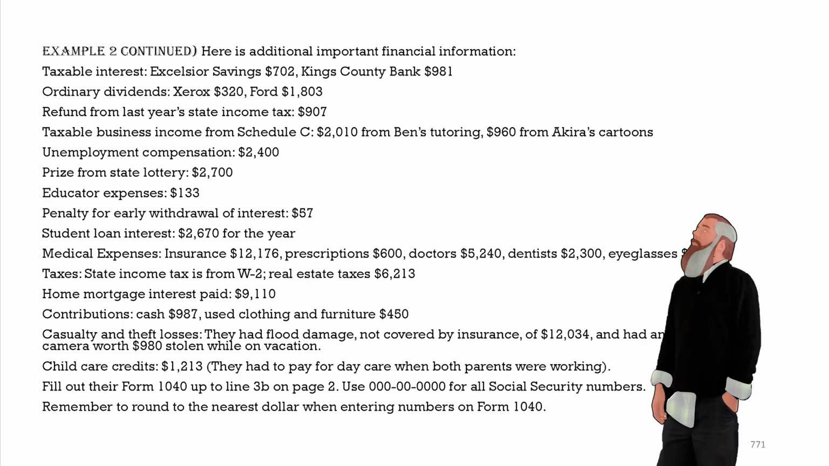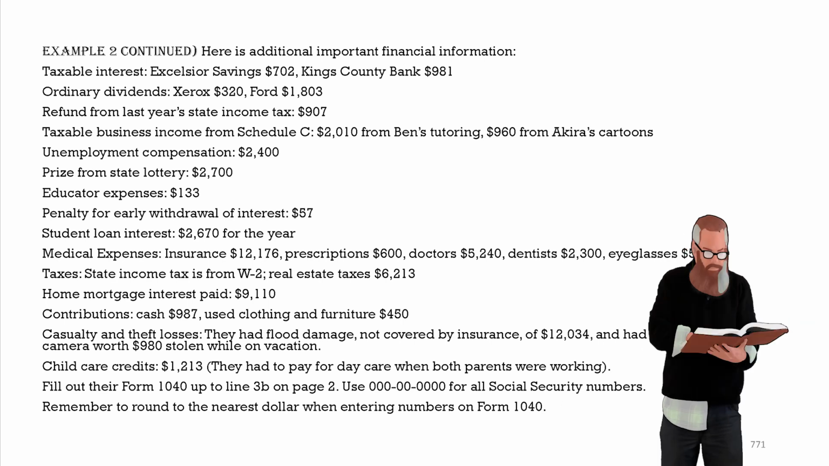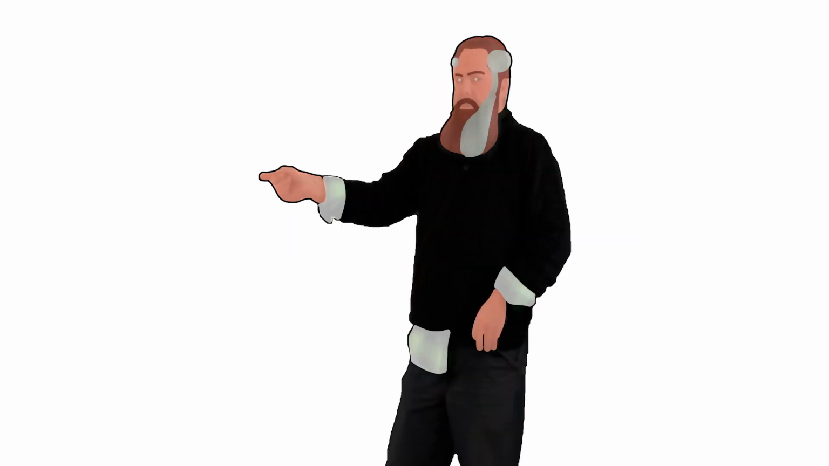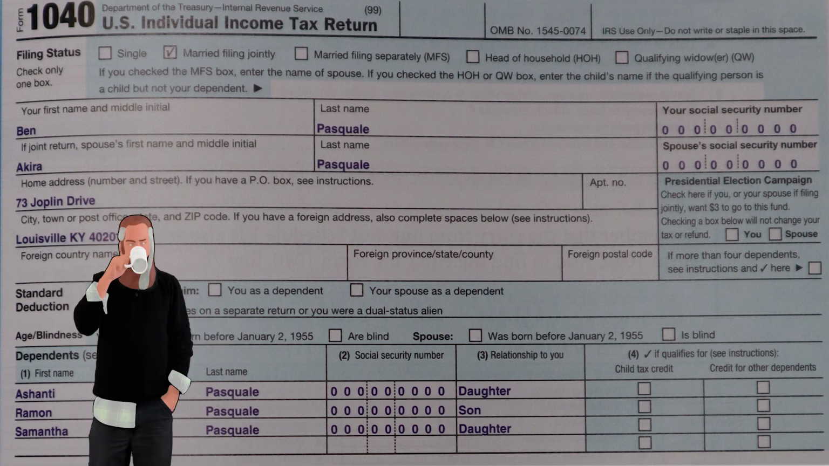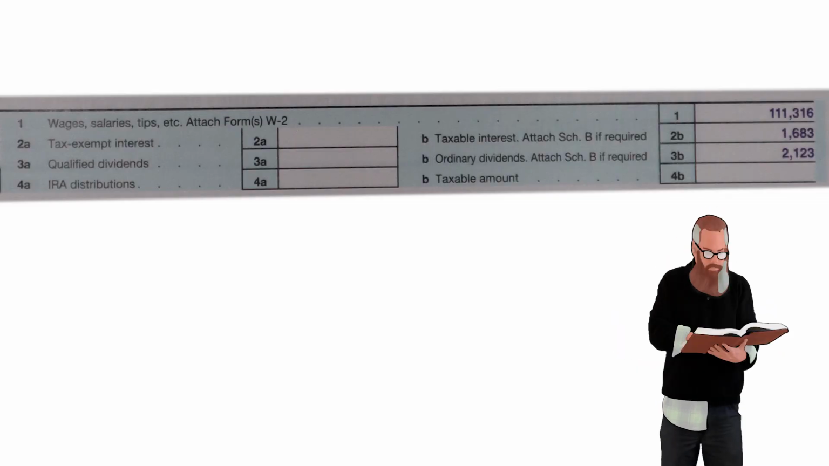Fill out their Form 1040 up to line 3B on page 2. Use all zeros for their social security numbers, and remember to round to the nearest dollar when entering numbers into Form 1040. We're going to use everything we learned in the last lesson to complete the 1040 up to line 3B. Notice that they had to add to find the total wages, total interest, and total dividends using the numbers stated from example 2. You have already seen this in the last lesson. Note that they should fill out a Schedule B since their interest and dividends are worth more than $1,500.